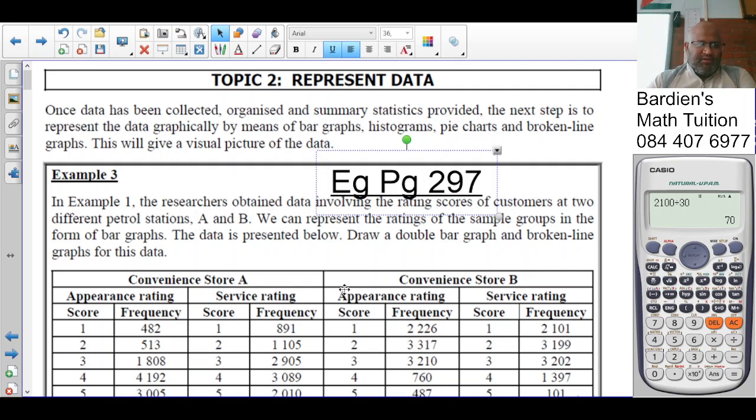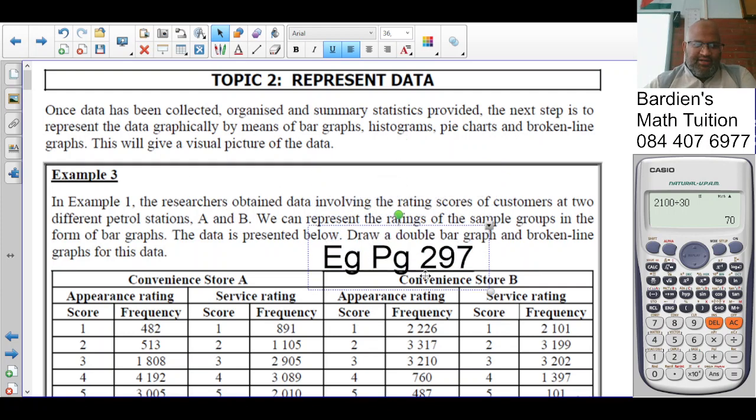So we are told once data has been collected, organized and summarized and some summary statistics provided, the next step is to represent the data graphically by means of a bar graph, histogram, pie chart and broken line graphs. This will give a visual picture of the data.